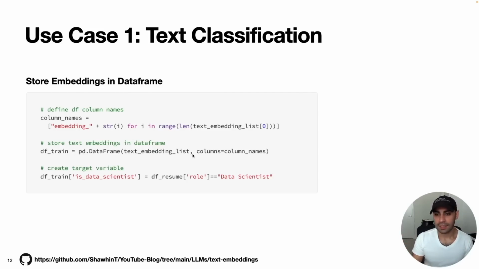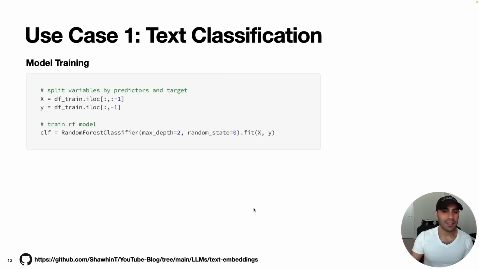So just by passing in this list of text embeddings and the column names. And then I'm going to add one more variable to this data frame, which is a true/false, a Boolean variable, which indicates whether that row is associated with a data scientist's resume or not a data scientist's resume. And then we can split our variables into a set of predictors. So X will be all the text embeddings for every one of our resumes. Y will just be the true/false, is data scientist, is not data scientist variable.